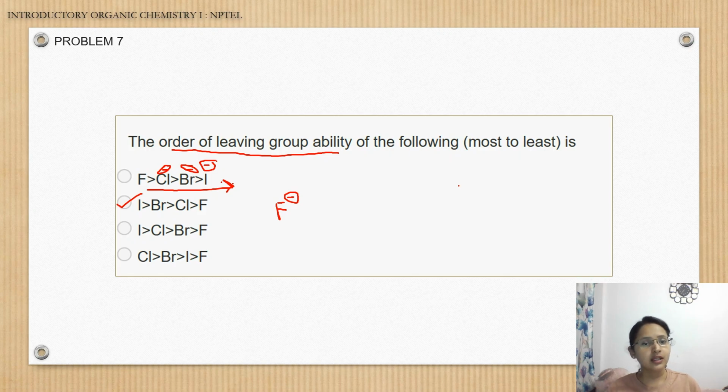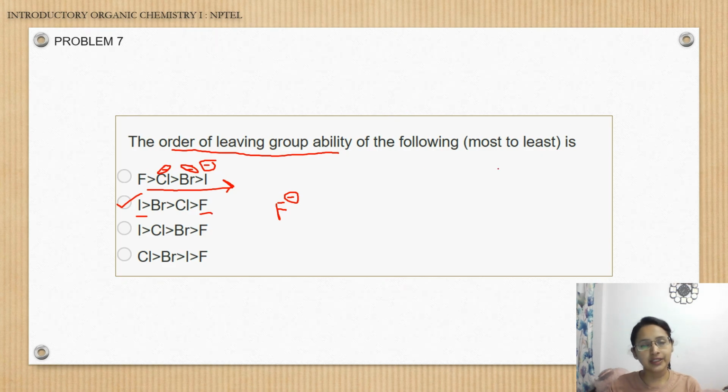It doesn't follow the order of leaving out very fast. Fine. So here iodine, being the larger one, stabilizes the negative charge highly, and that is why it is the best leaving group. Then Br, then Cl, and then fluorine is the least readily available leaving group, right? So I hope it is understood to all of you why the leaving group order is iodine, bromine, chlorine, fluorine.